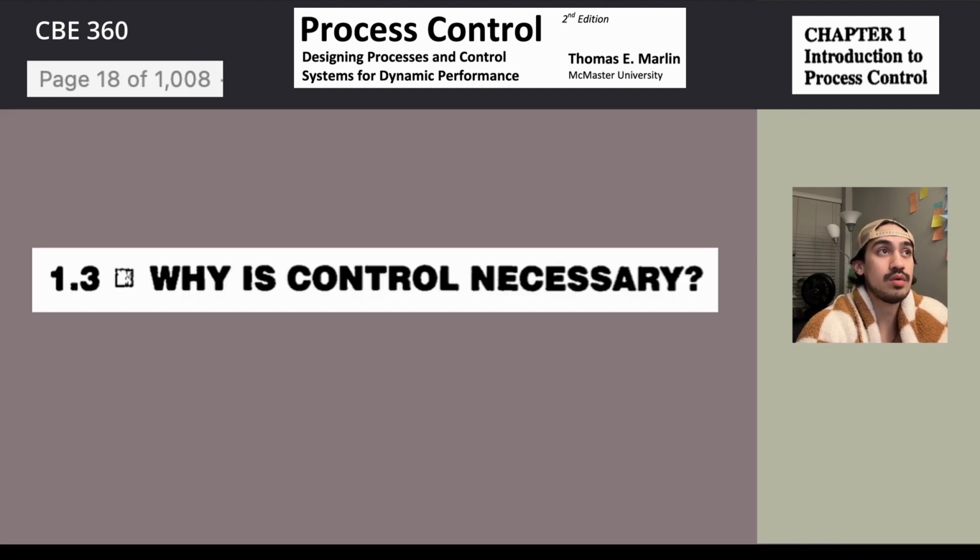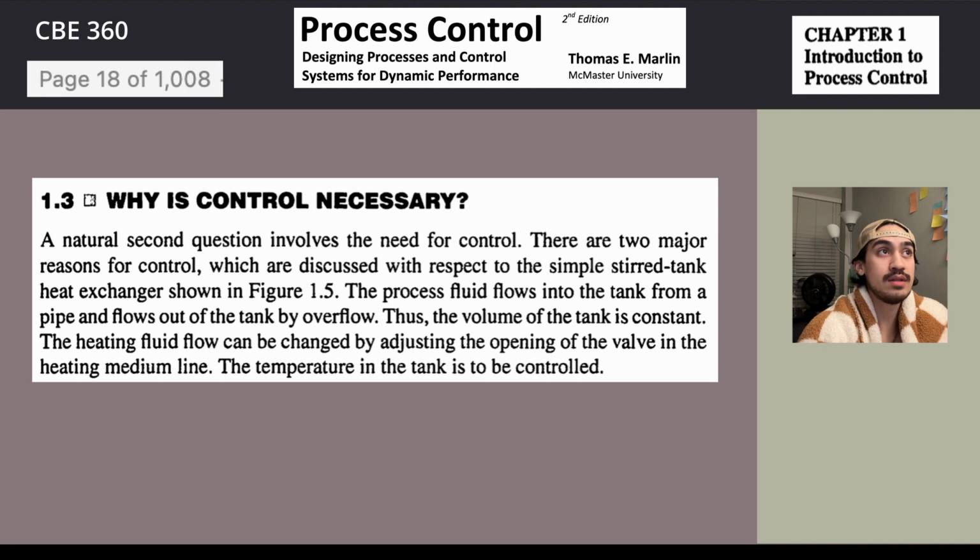1.3. Why is control necessary? A natural second question involves the need for control. There are two major reasons for control, which are discussed with respect to the simple stirred tank heat exchanger shown in Figure 1.5. The process fluid flows into the tank from a pipe and flows out of the tank by overflow. Thus, the volume of the tank is constant.